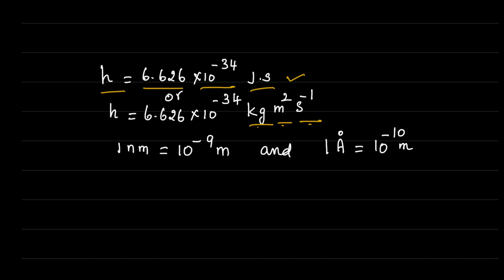The second point is the conversion factor. 1 nanometer is equal to 10 raised to the power of minus 9 meters, and 1 Angstrom unit is equal to 10 raised to the power of minus 10 meters. If you remember these values and also these points, you will find it very useful during examination time.